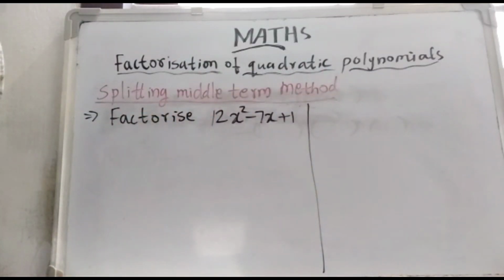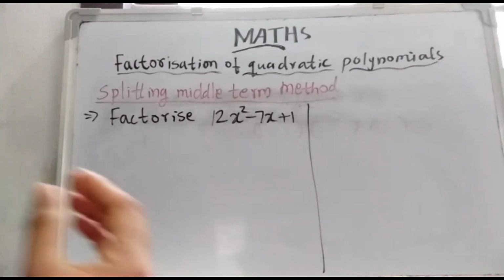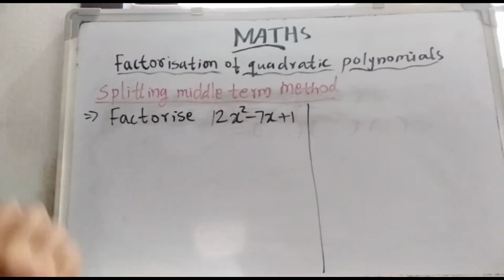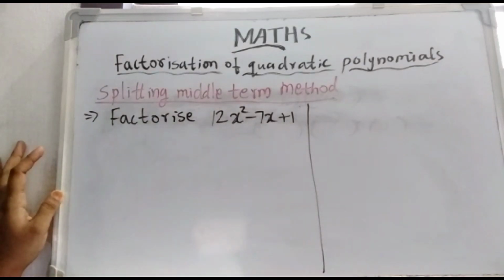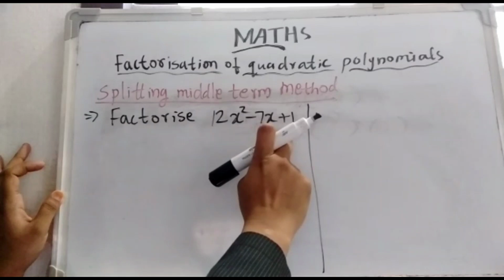See, for factorization of quadratic polynomials, 2 methods are there. First one is the splitting middle term method, and second one is using the factor theorem. Today we are going to discuss the splitting middle term method. Let's discuss this using one example. Factorize 12x square minus 7x plus 1. We are going to factorize this quadratic polynomial using the splitting middle term method.